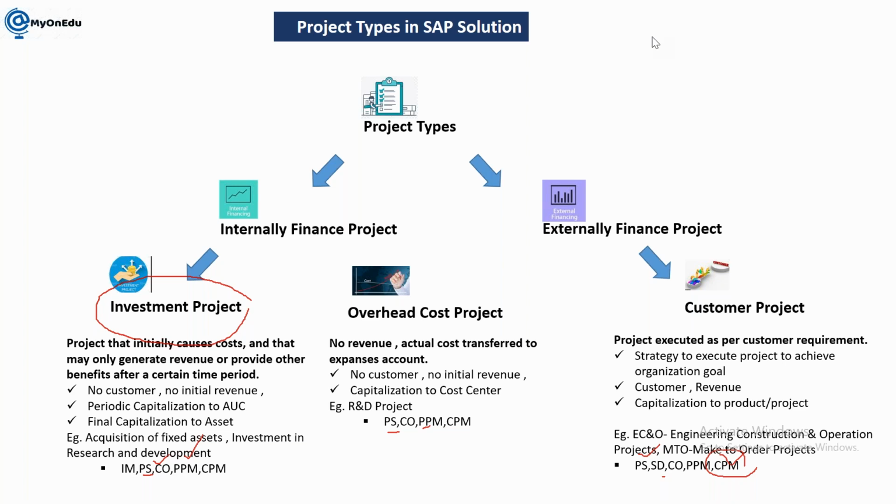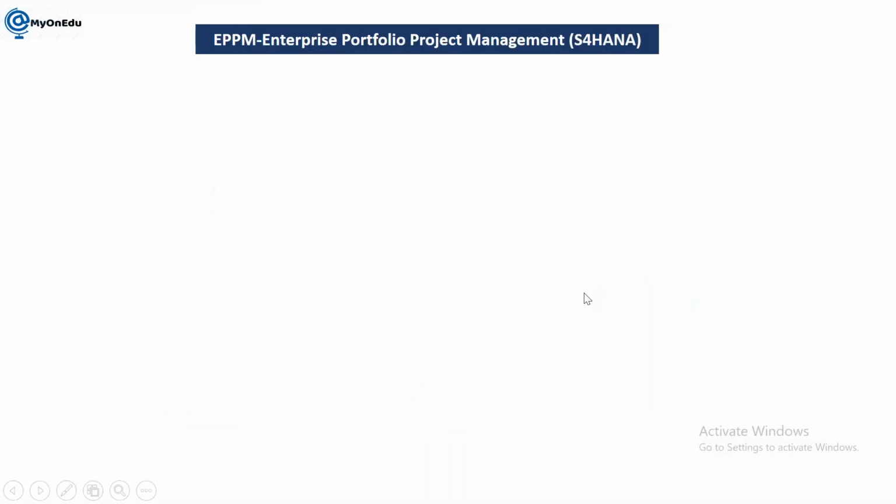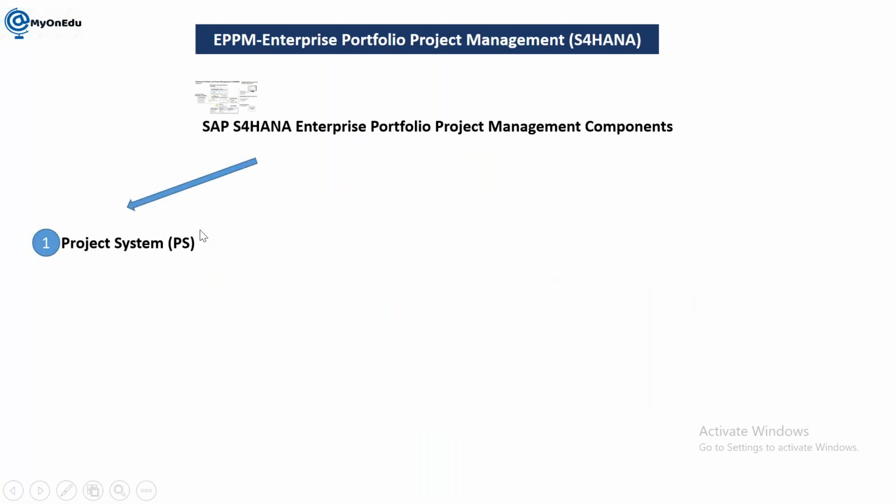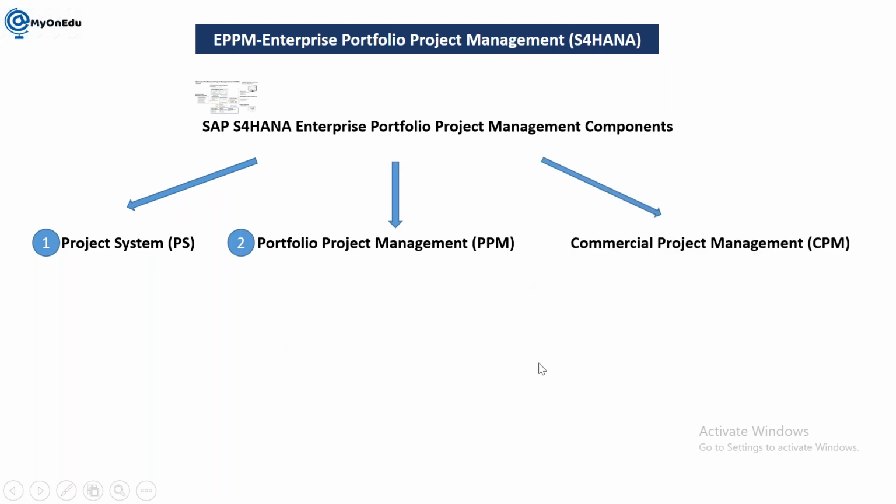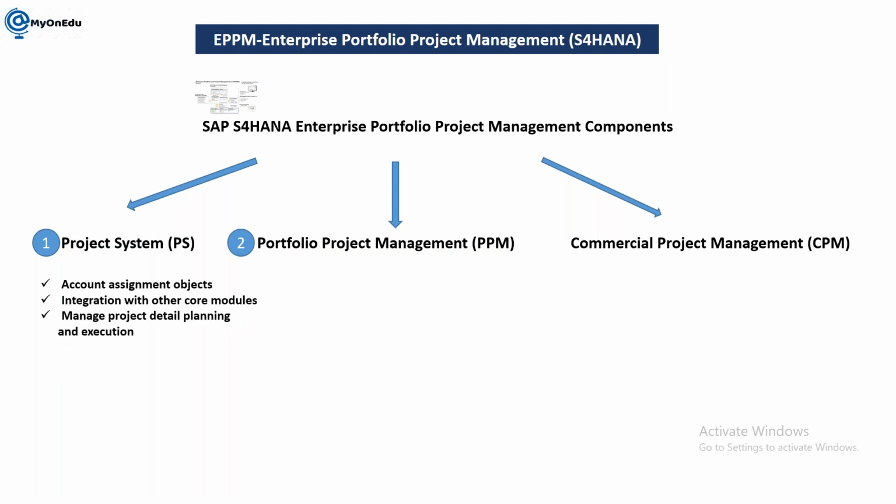Out of these 5 modules, SAP has given certification for project system and portfolio project management separately. So if you see all together how it looks, you will see it here. First is portfolio project management, then project system, and commercial project management. Here, project system is being used to manage your accounting majorly. You can manage other things, that is fine, but it is being used to manage the accountings.